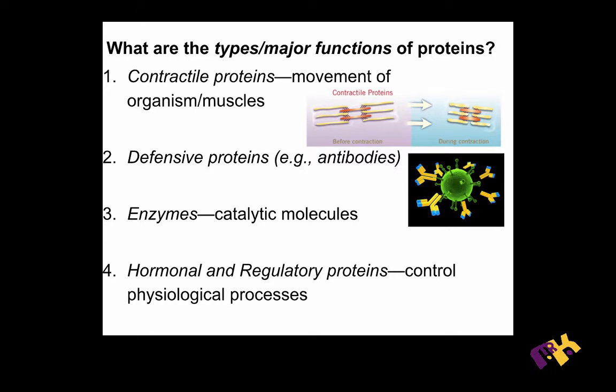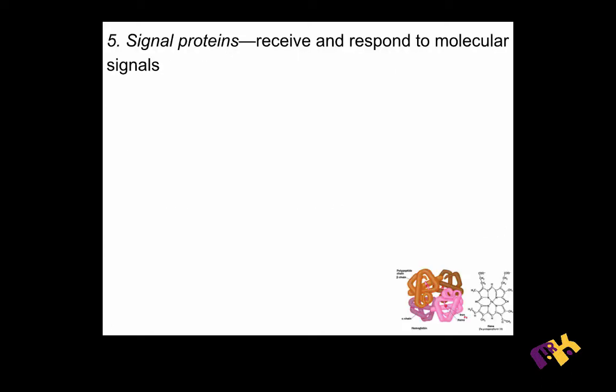And then fourth out of the 8 functions or major classes would be hormonal or regulatory proteins. Right, so these are going to be things that control physiological processes. So like your insulin would be a regulatory protein. It's that gatekeeper to allowing glucose in or out of the cells, or keeping it out. The fifth function or class would be signal proteins. Okay, just like it sounds, they're going to receive and respond to signals given off by other molecules or other proteins like themselves.